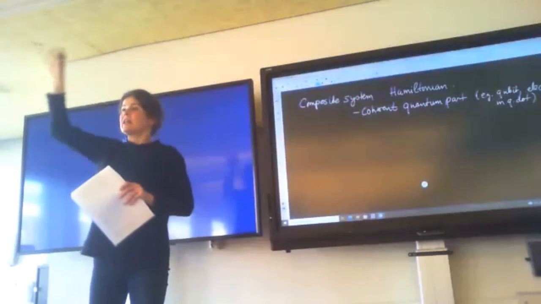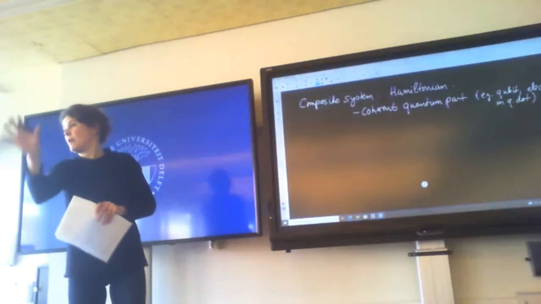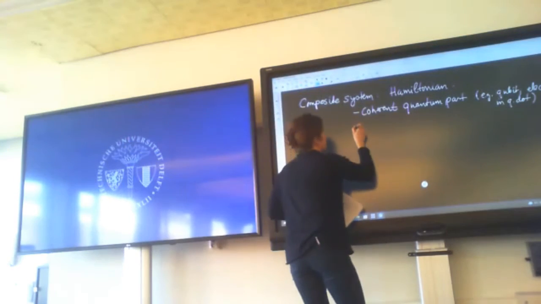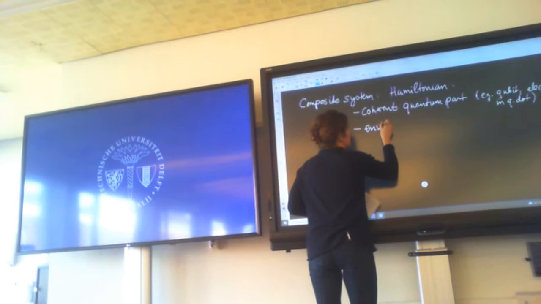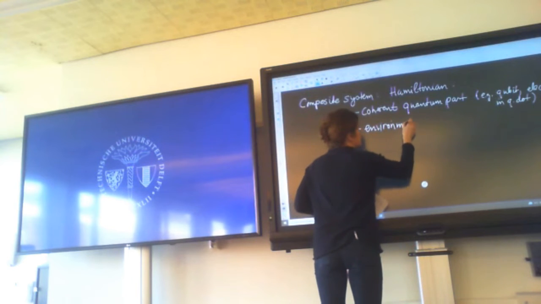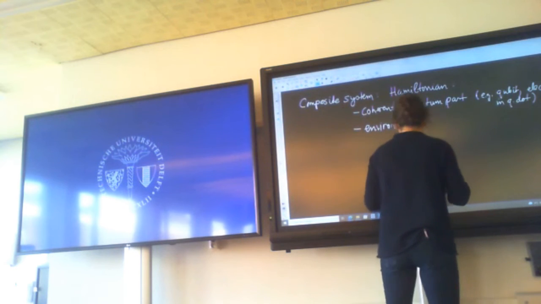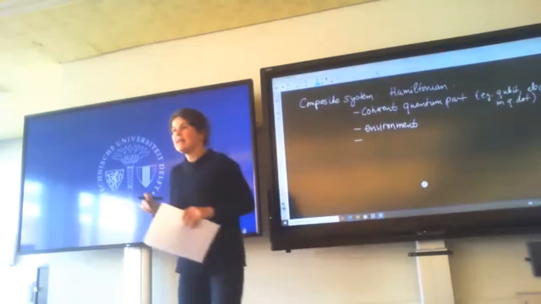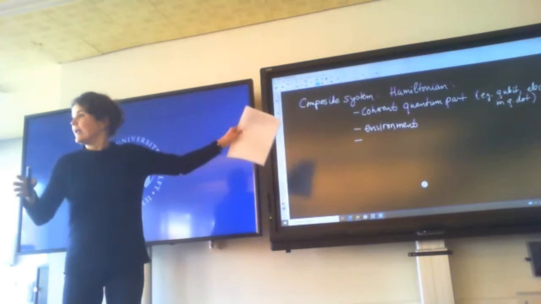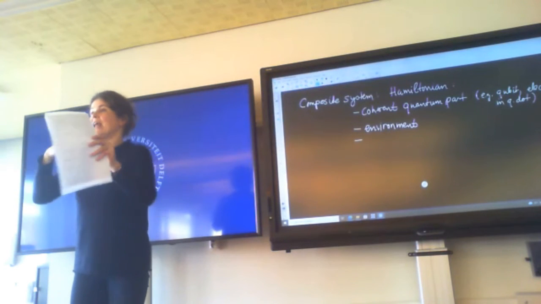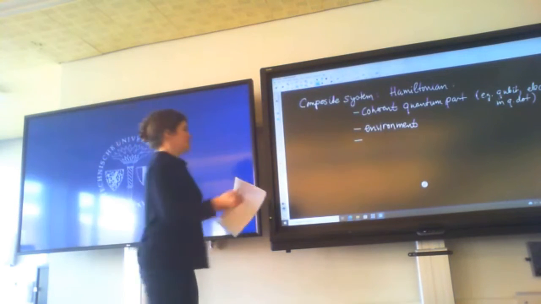Second part is the environment that this particle or system of particles is interacting with. So there is also a part of the Hamiltonian describing the environment. And then the third part is usually the interaction, the Hamiltonian describing the interaction of the coherent part with the environment that enables it to exchange energy with the environment or to exchange particles with the environment, right? So there's also an interaction part.